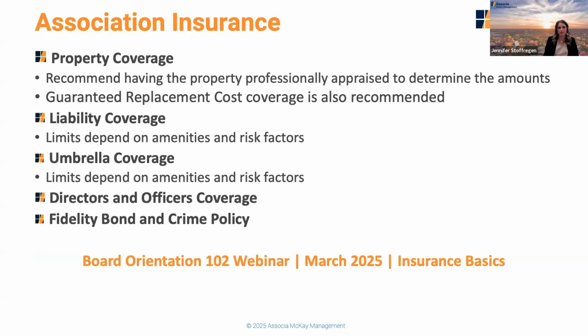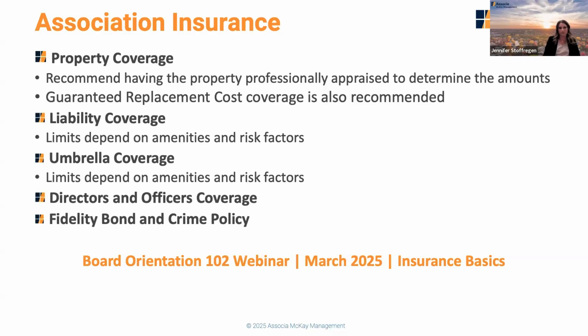Okay, so property insurance or association insurance, the main one is your property. So making sure that the common areas for the association are covered for property insurance. And then also going into liability coverage, so making sure that the association has liability in case anything happens for an individual or entity on our common areas, and making sure that we are covered for any liability that the association may have. These two are usually combined together in a general liability policy.